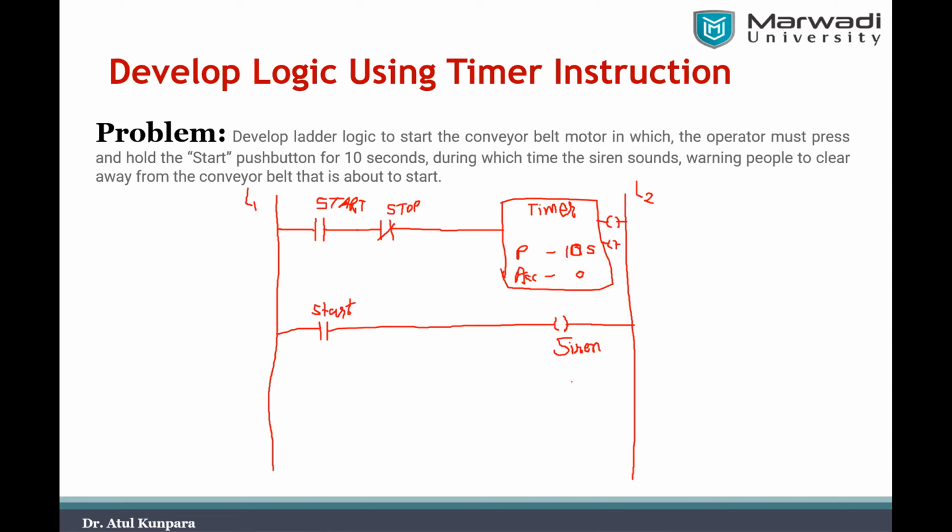How long do you want your siren to sound? 10 seconds. And how long do you have to push the start button? That also is 10 seconds, right? So you can use this contact to make the siren sound. Then in the next rung, what you can do is, just a minute.